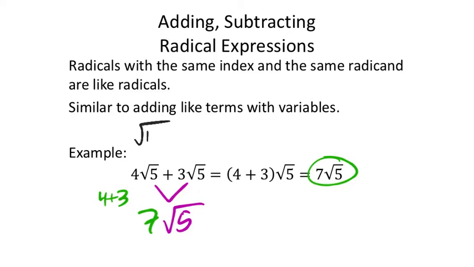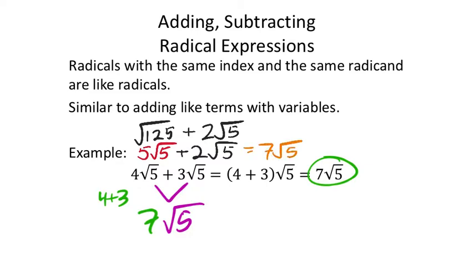So if you had the square root of 125, I'm still using square roots of 5, but add this to 2 times the square root of 5. Well, the square root of 125 simplifies into 5 times the square root of 5. And now you can add that to 2 times the square root of 5, which would then be 7 square roots of 5. So again, this is another example. 2 examples for you. There you go.